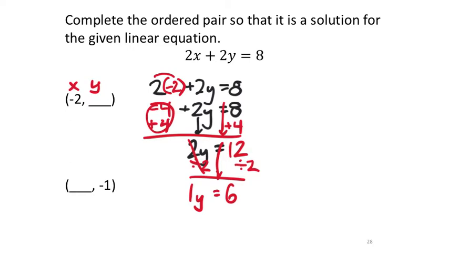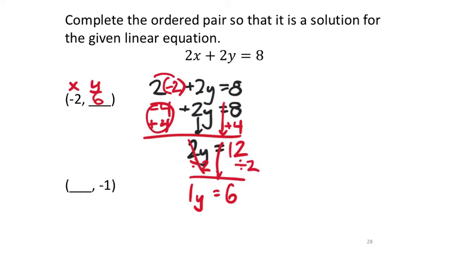I can even check. I can go back to the original. I can say 2 times -2 is -4. 2 times 6 is 12. -4 plus 12 is actually 8. That checks off. And now I know that if I replace the y with 6 and the x with -2 in that equation, I now have a solution to that equation.